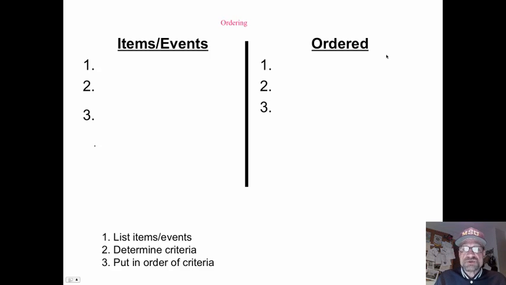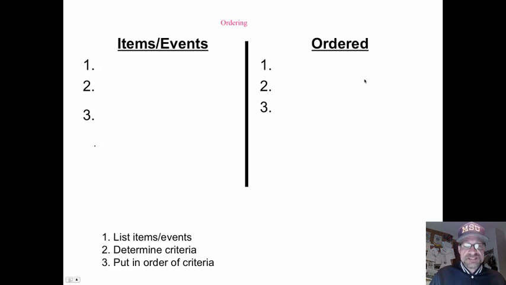Ordering. I call this an order riser. Many of the standards ask students to put things in order. List the items on one side and then put them in order on the other side. This graphic organizer helps them. First they generate the ideas and then they put them in order. However, order does not always have to be chronological order. It could be from happiest to least happy, scary to sad, important to not important. So you list the items or events that occurred in a story, then determine the order.